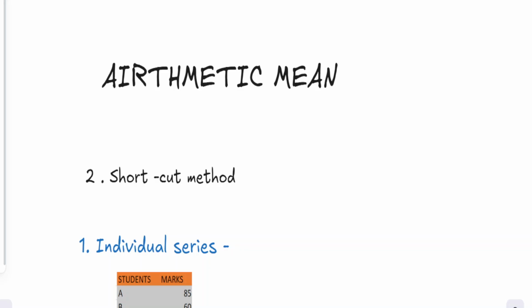In the shortcut method, the reason we have named it shortcut is that very less complicated calculations are involved, and in a very direct way we can calculate these values which we have taken for the last particular question, right? So the formula for this is x bar equals a plus summation d divided by n. This particular formula is for individual series.